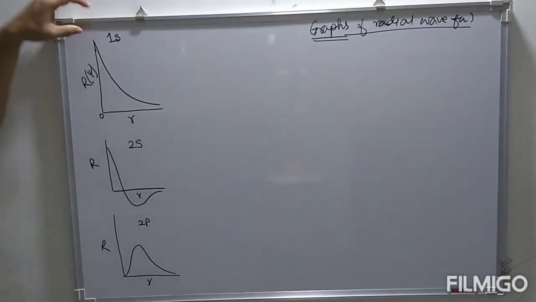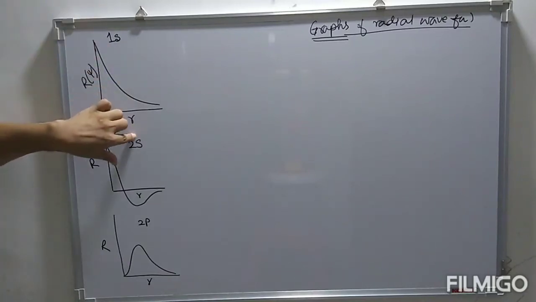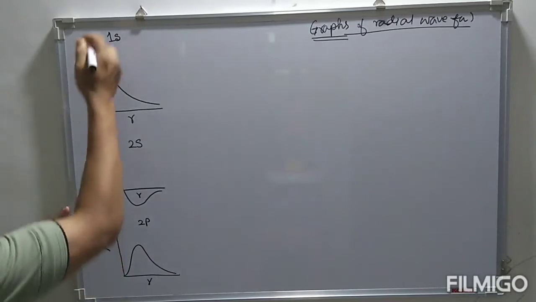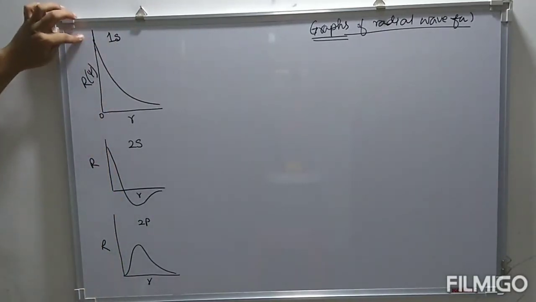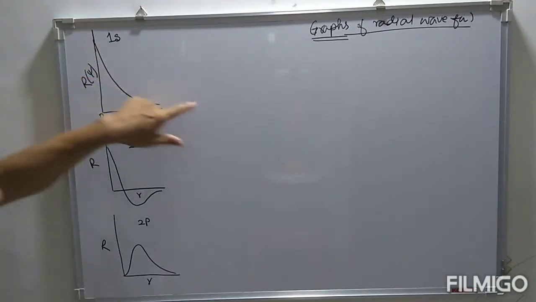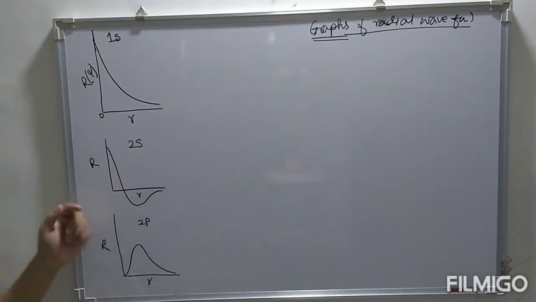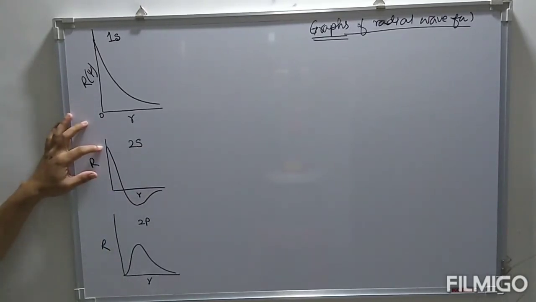But if you look at this graph, radial wave function versus distance, the electron wave function has its maximum value at the nucleus. As the distance increases, the wave function decreases. Same is the case for 2s. The only difference is again at the nucleus, the wave function R has its maximum value.